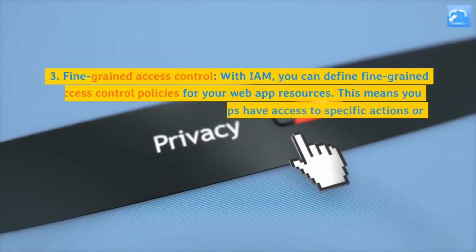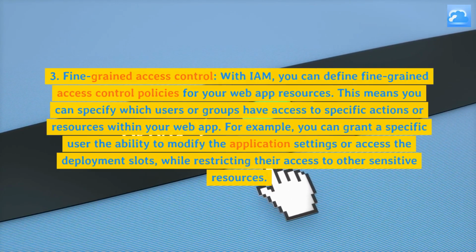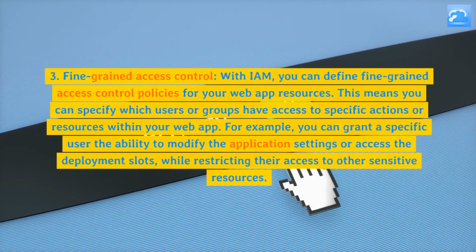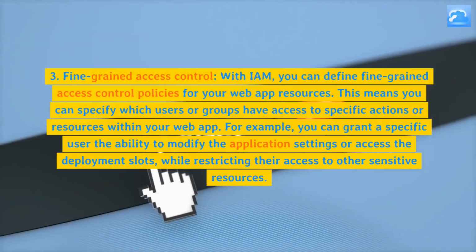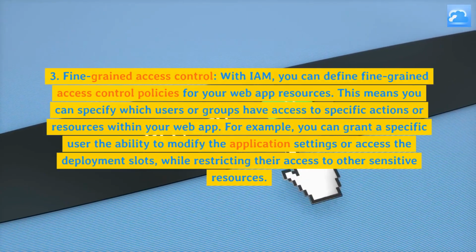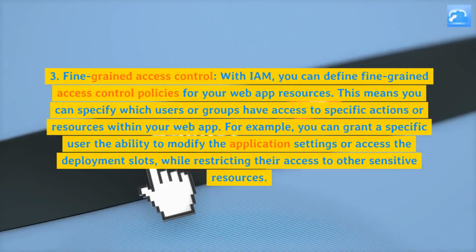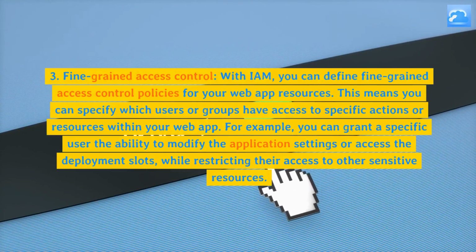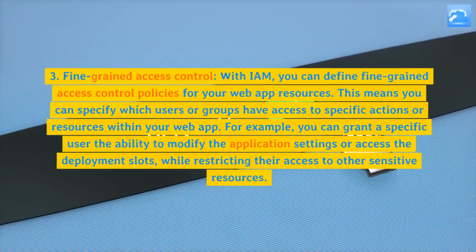3. Fine-grained access control. With IAM, you can define fine-grained access control policies for your web app resources. This means you can specify which users or groups have access to specific actions or resources within your web app. For example, you can grant a specific user the ability to modify the application settings or access the deployment slots, while restricting their access to other sensitive resources.